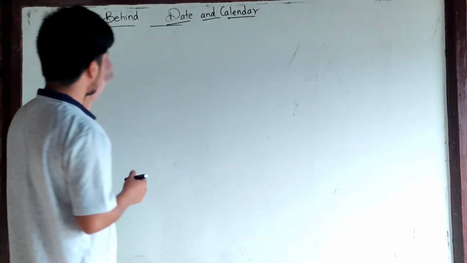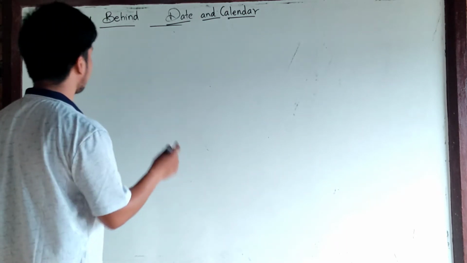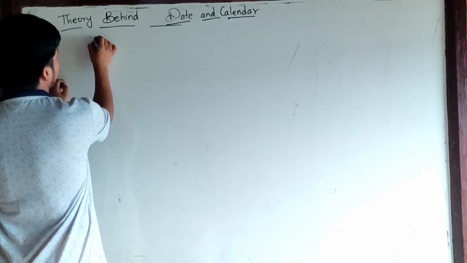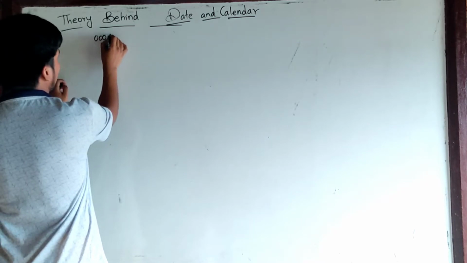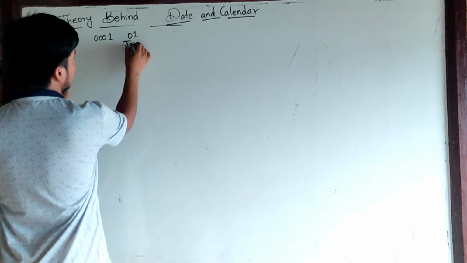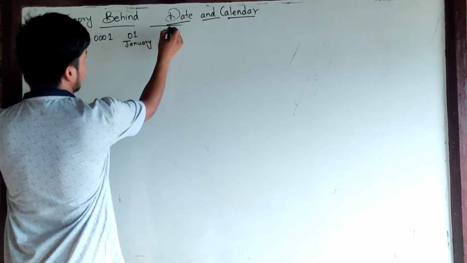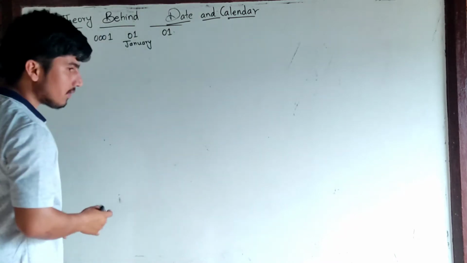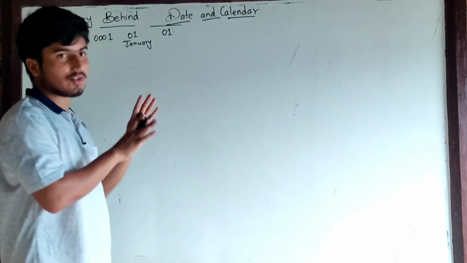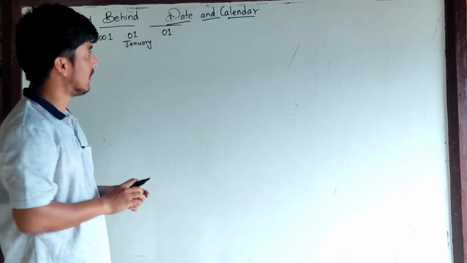So for this, let's start with the first day of AD. That would have been 0001, January, and the first day, 01. And it's not sure that there ever was this date, right?